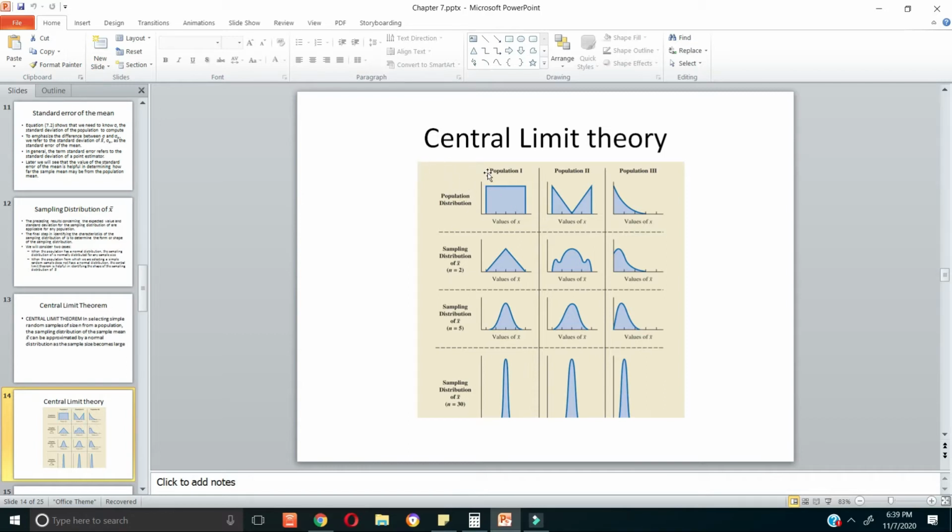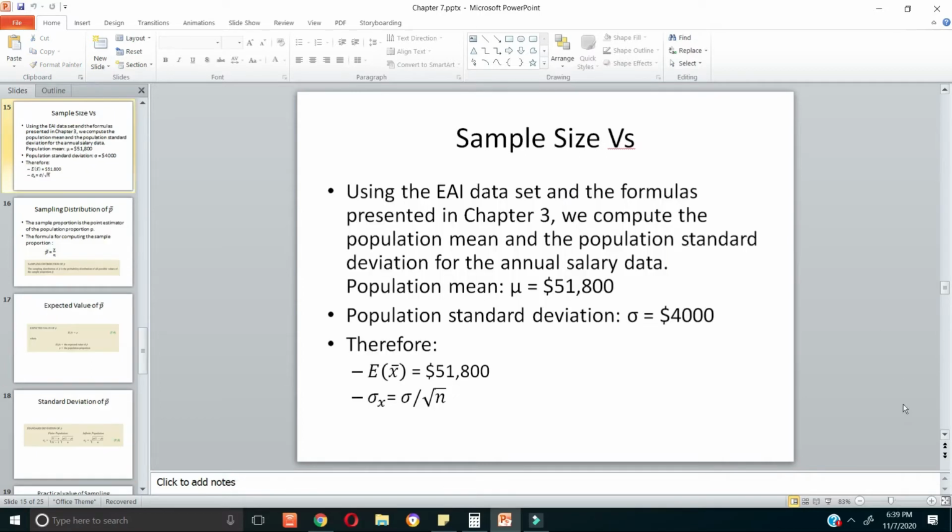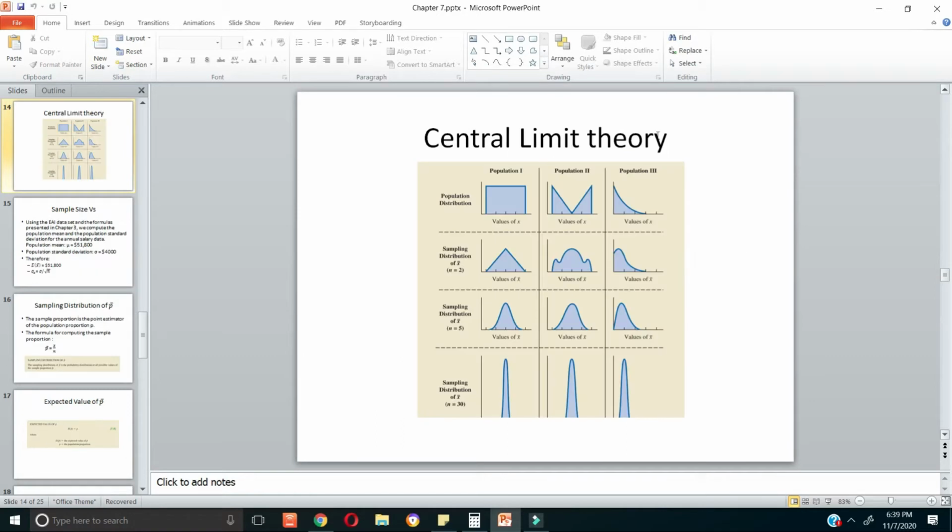But it does turn out that when you have these non-normal population distributions, as the sample becomes bigger, the sampling distribution begins to approximate a normal distribution. So the shape of the underlying distribution does not really factor so much if the sample size is bigger. You can see here, for instance, a population which is a uniform distribution.